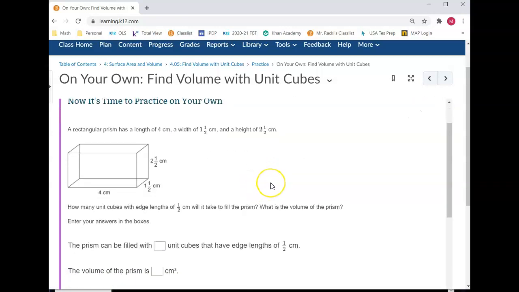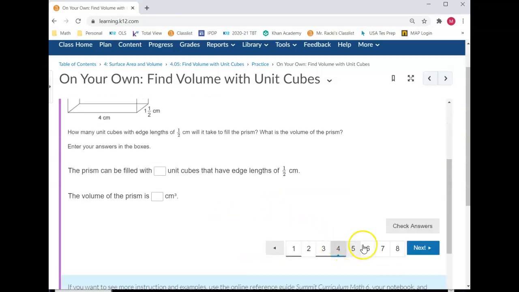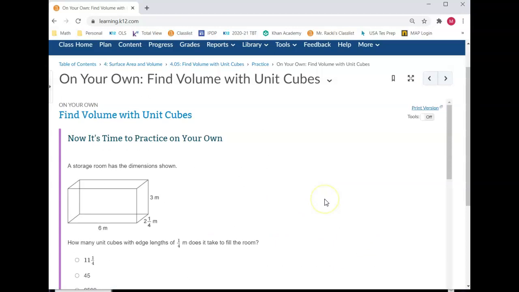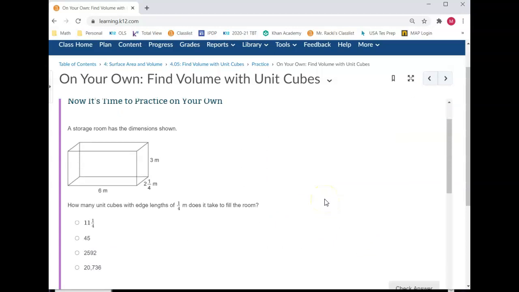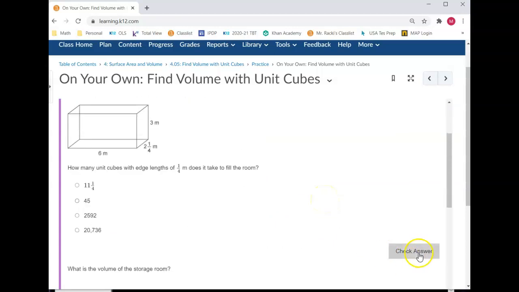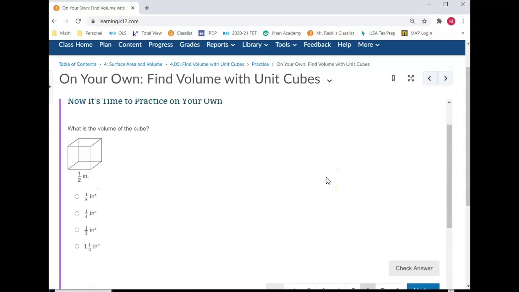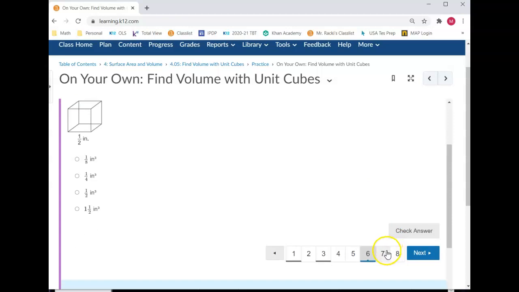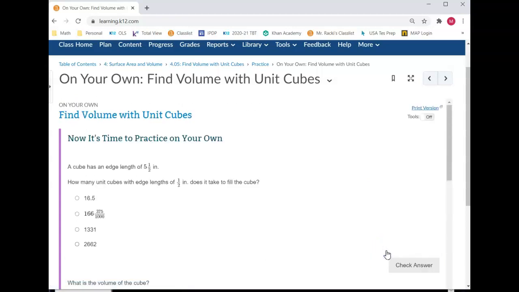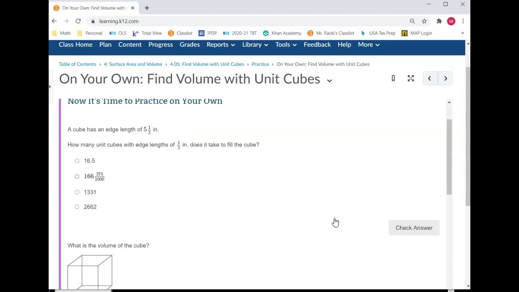This is pretty much the same problem, except the unit cubes are half a centimeter instead of a quarter. That's pretty much the same problem. Well, I want to get to a different type of problem here. All right, this one might be interesting.